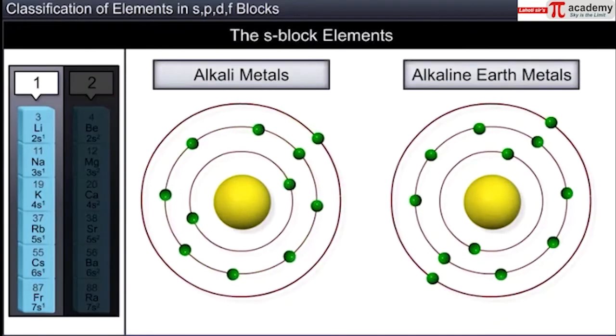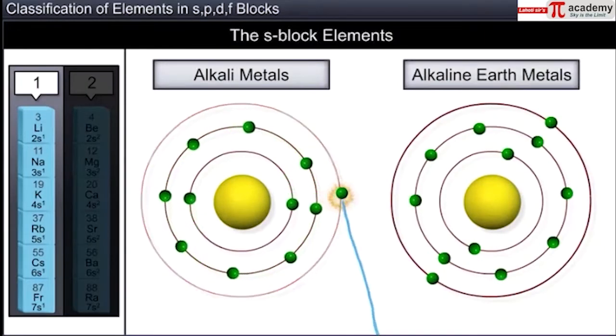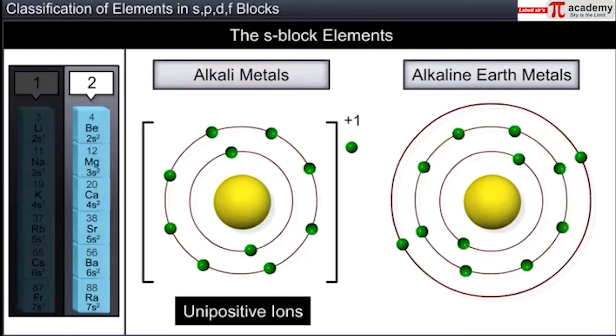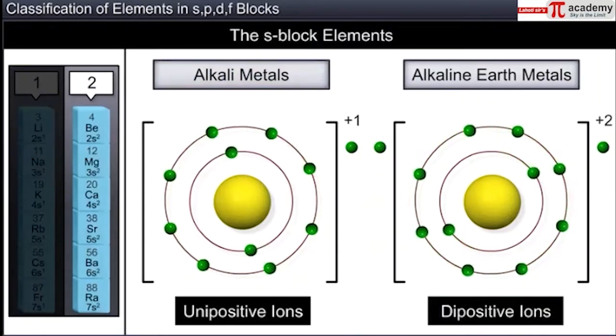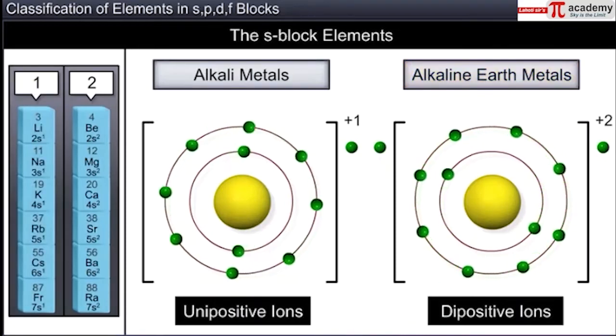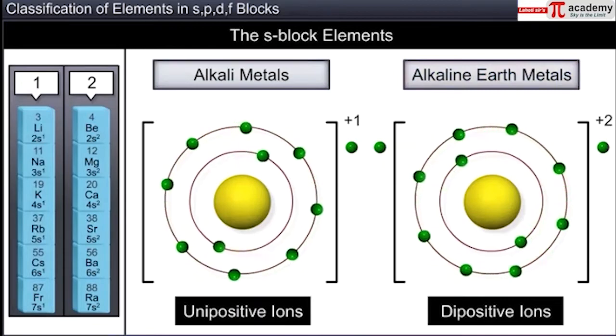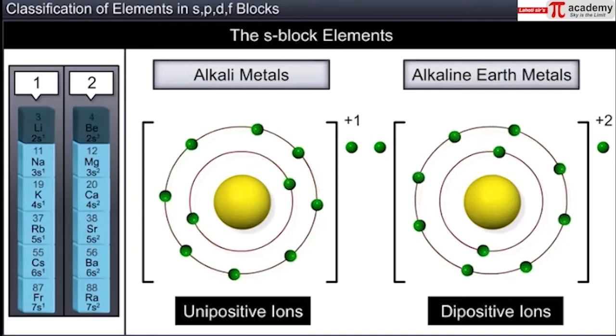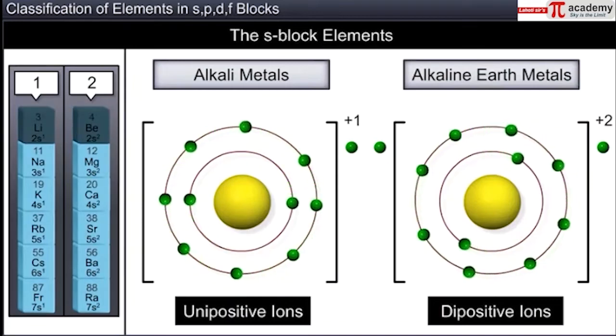That is, they easily lose their outermost electrons to form unipositive ions in the case of alkali metals, or dipositive ions in the case of alkaline earth metals. Therefore, the compounds formed by the S block elements, with the exception of those formed by lithium and beryllium, are ionic in nature.